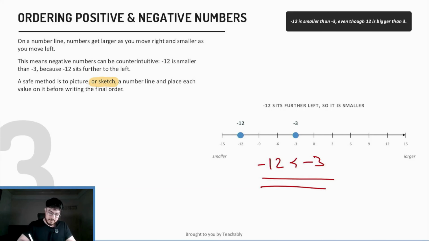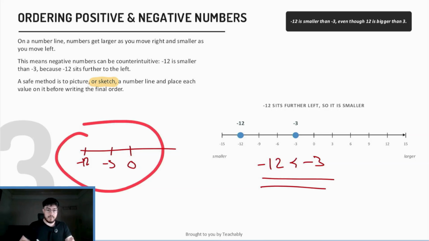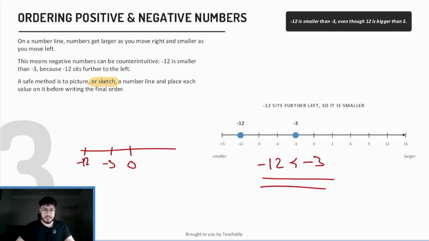And place each value on it before writing the final order. Okay, so this is a perfect example of it. If I don't understand if minus 12 is bigger or smaller than minus 3, I am going to sketch it out, and it doesn't have to be fancy or anything. The examiner is not going to mark you on this. This is your little working out on the side, your back of the envelope working out. You're just going to draw a little line somewhere and then just be like, okay, 0, minus 3, oh, minus 12 is all the way there. Okay, so minus 12 is more to the left of the number line than minus 3, therefore minus 3 is larger. So this is how I would do it. I would always recommend using number lines because it helps a lot.